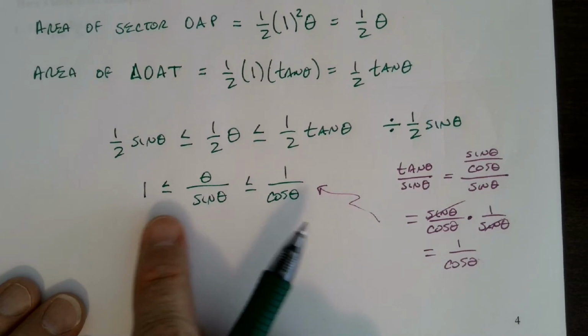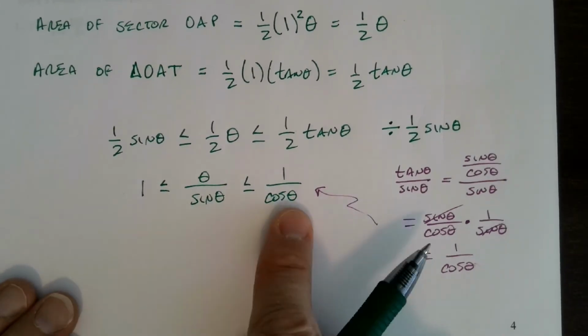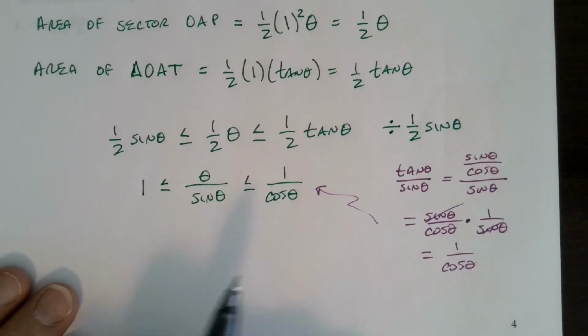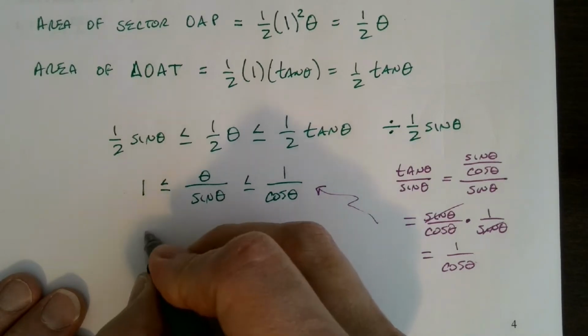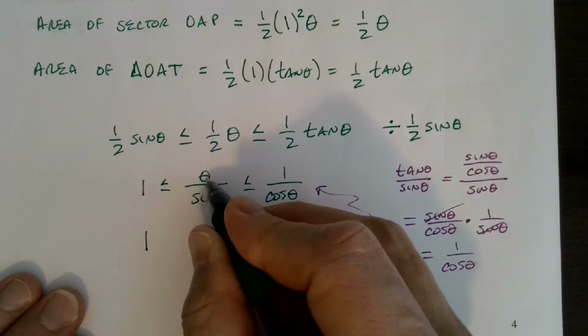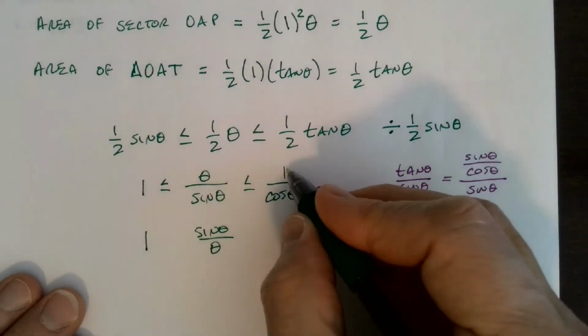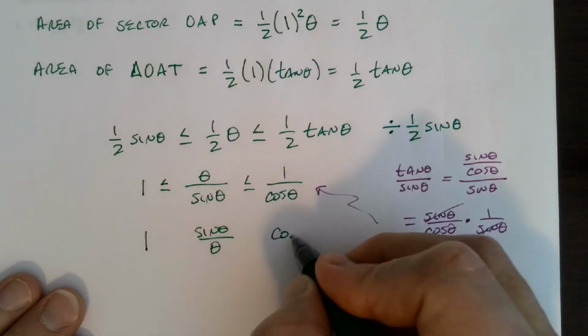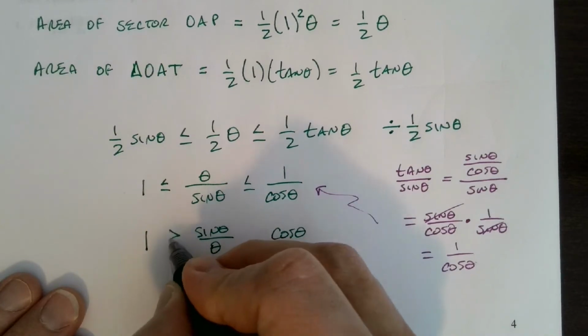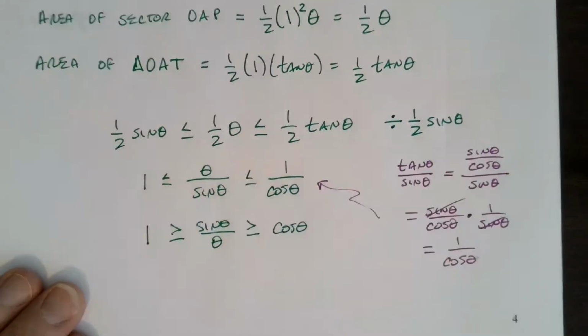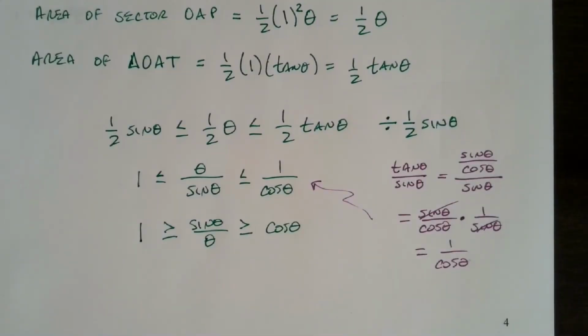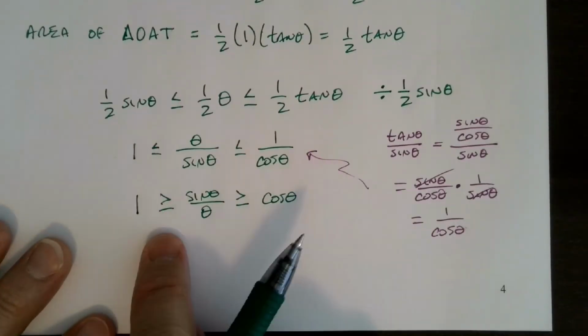If I look at the reciprocals of all these, they will have the reverse order of inequality. In other words, the reciprocal of 1 is 1. The reciprocal of theta over sine theta is sine theta over theta, which is what I'm trying to get to. And the reciprocal of 1 over cosine theta is cosine theta. Now the inequalities are just changed when I do that. But here's the bottom line. It doesn't matter the direction of the inequality, right?